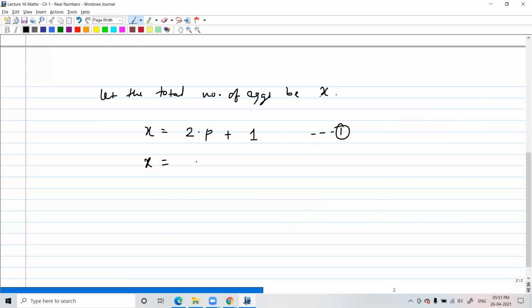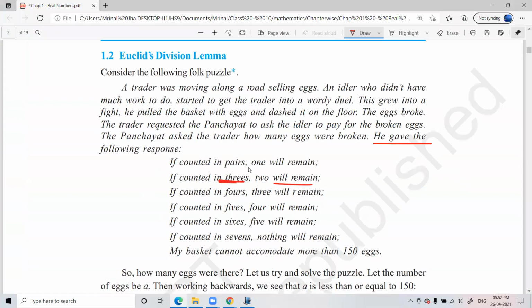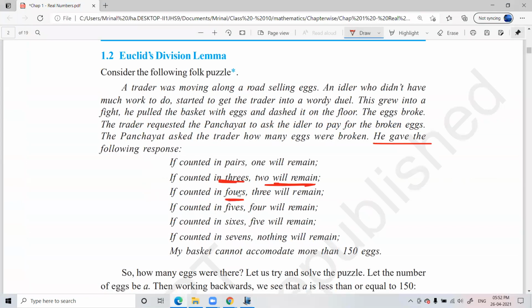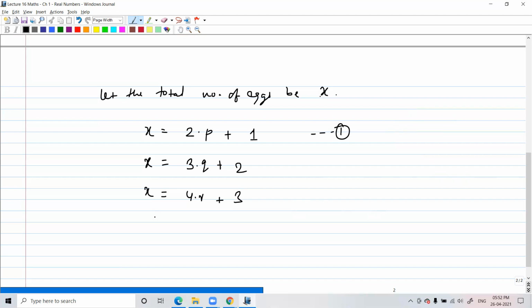In the same way, the same x number of eggs, when you did a division with 3, the quotient will be some other number, not p this time, but maybe let's say q. But what will be the remainder? 2, sir. Counted in threes, the remainder will be 2. In the same way, if you did a division with 4, let's say the quotient is r this time. And the remainder is how much? 3, sir. It should be 3.